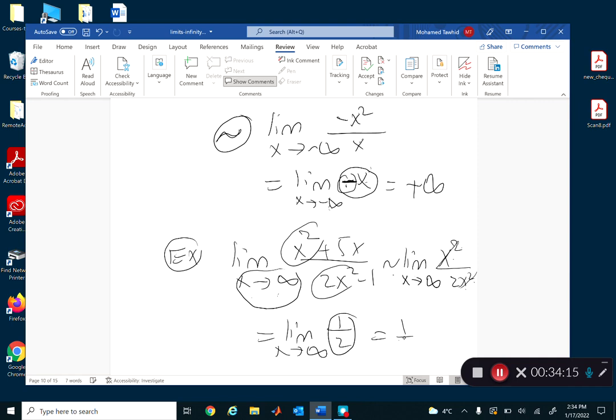What is the limit of any constant? The limit of any constant here should be the same, which is the same constant. The limit of any constant should be the same constant.